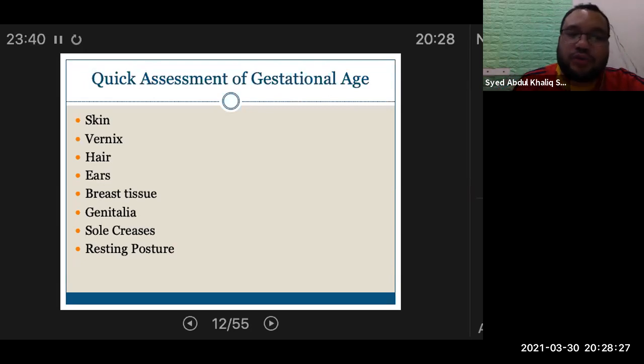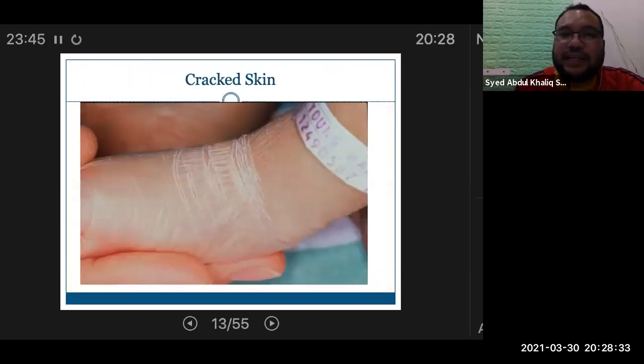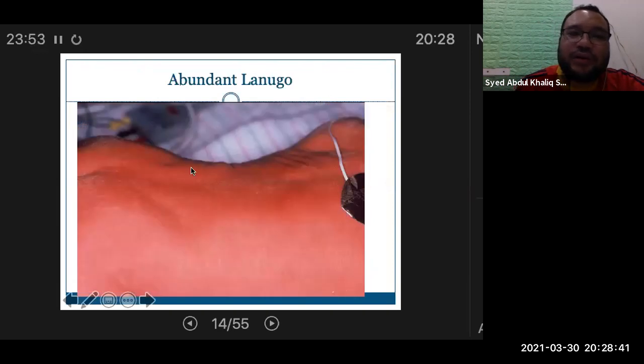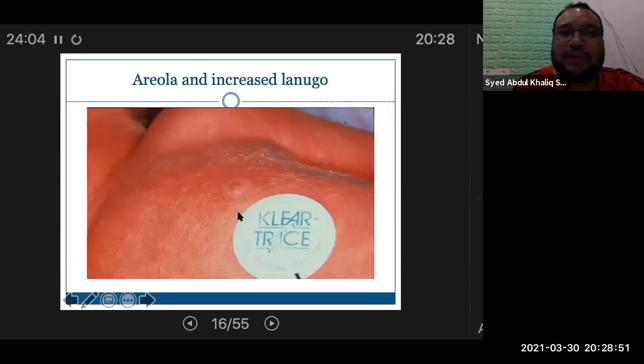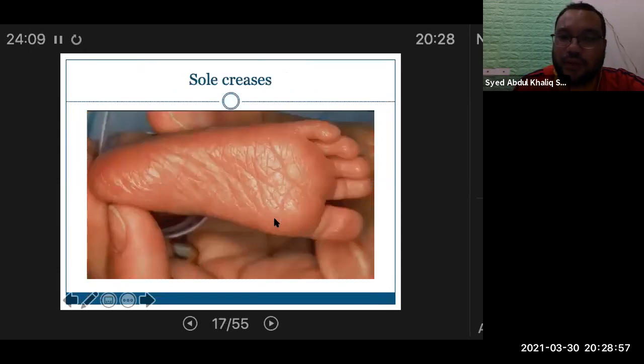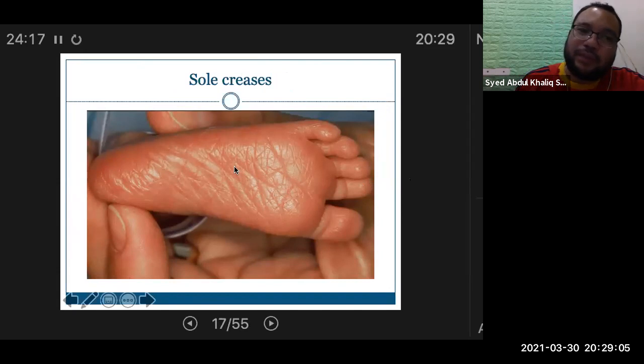And breast tissue, ears, I've told you before, creases on the sole, and then the posture. Crack skin. So more term baby, you can see crack skin. If premature baby, you don't see cracks much. This lanugo, the hair on the back. Ear, preterm infant, if you fold it, the ear doesn't recoil back. It stays like that. Breast is the same. The areola is small, no breast bud much, and a lot of lanugo. Plantar crease, this is more term baby. The plantar crease goes all the way to the end. If more premature baby, it will be flat and smooth.